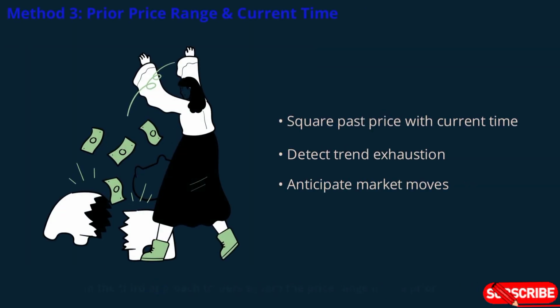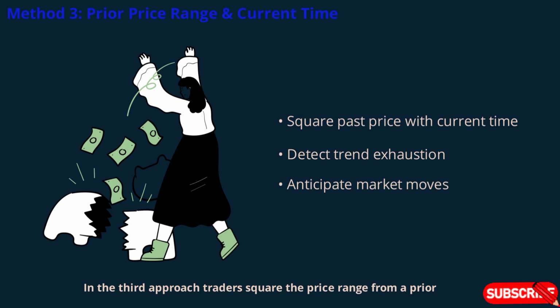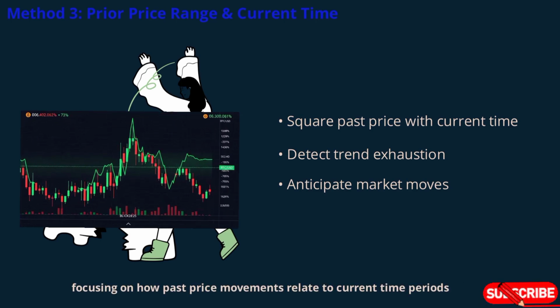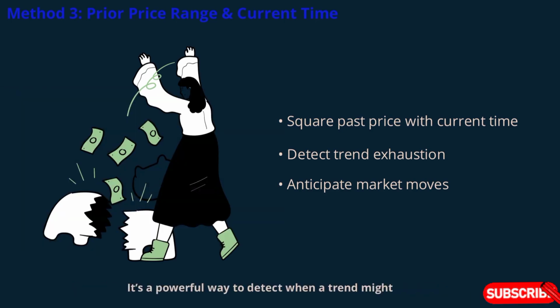The third approach, traders square the price range from a prior trend with the time elapsed in the current trend. This method flips the previous one, focusing on how past price movements relate to current time periods. It's a powerful way to detect when a trend might be running out of steam or preparing for a significant move. By monitoring these relationships, you can better anticipate market reactions and adjust your strategies accordingly.